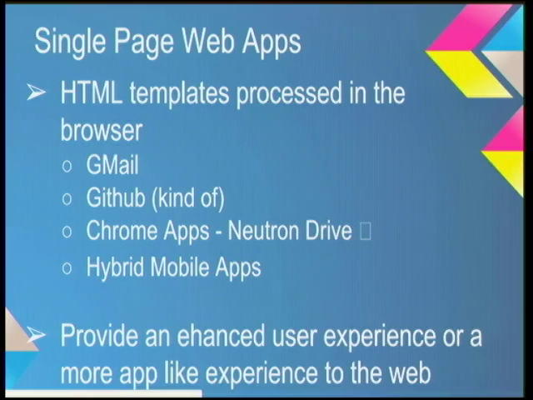Chrome apps, like I said, Neutron Drive is a Chrome app now. It's also good for hybrid apps. So if you're looking to write an HTML5 app in something like PhoneGap and deploy it to Android and iOS, you can use Angular, and normally you want to package your JavaScript and your HTML locally with that app so that it's faster and more responsive, and Angular really helps a lot with that. So anytime you want to provide a more app-like experience, Angular is a good choice.